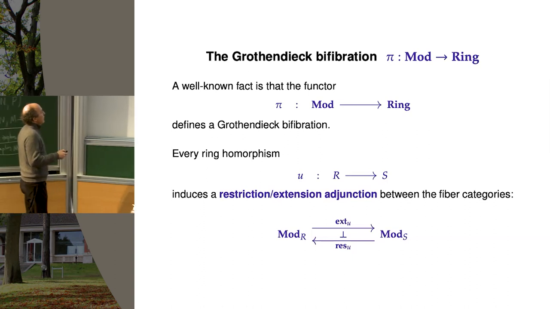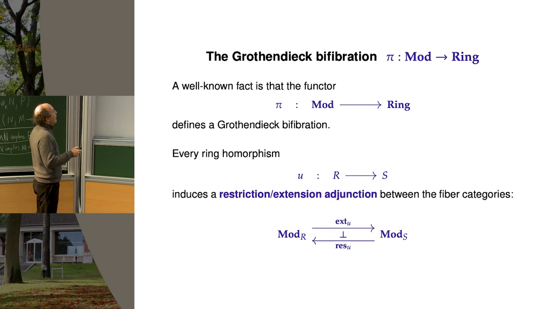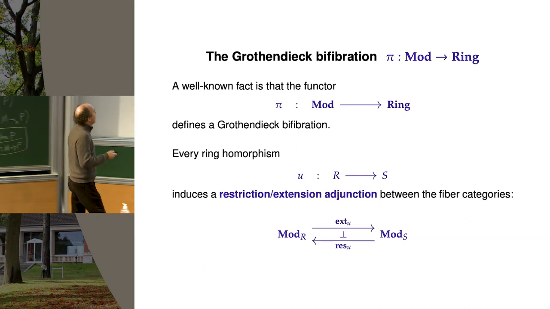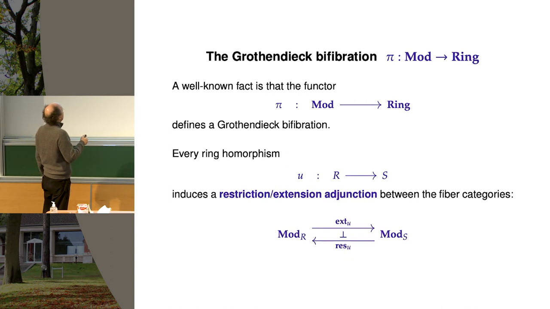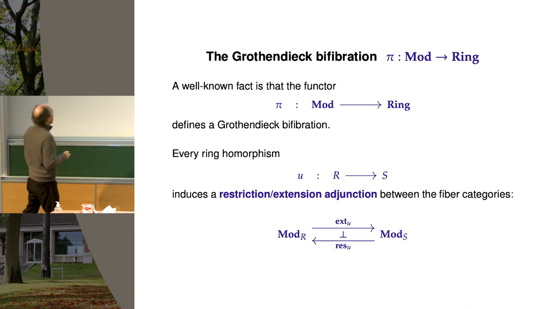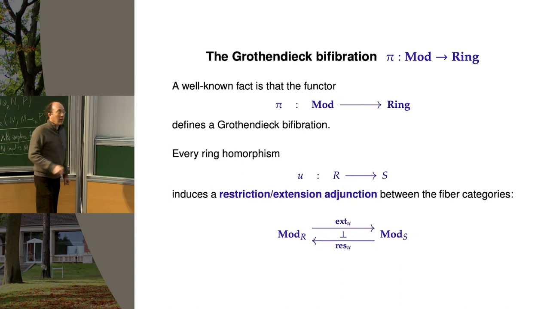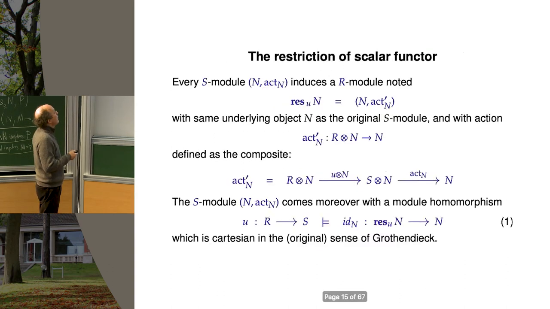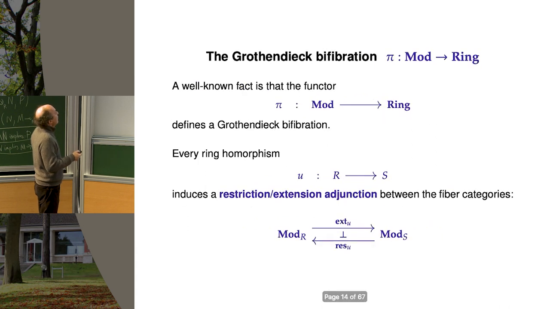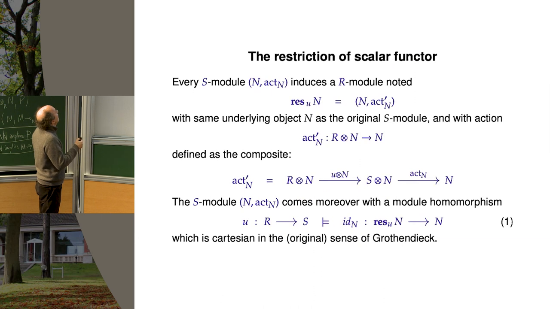So clearly, if I have a map from R to S, which is a ring homomorphism, every S module becomes an R module by restriction, but I also have an extension that is obtained by tensoring, and I will explain that. Although these are pretty well known, I think it's nice to think a little bit about them. So, restriction. It's very easy, okay?